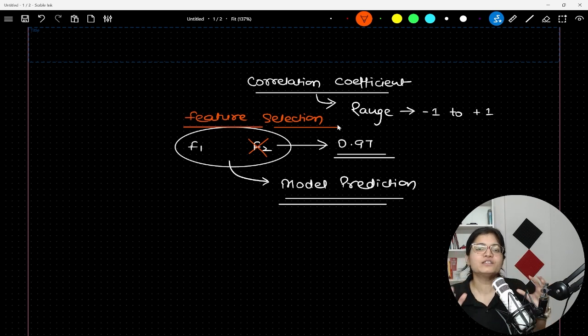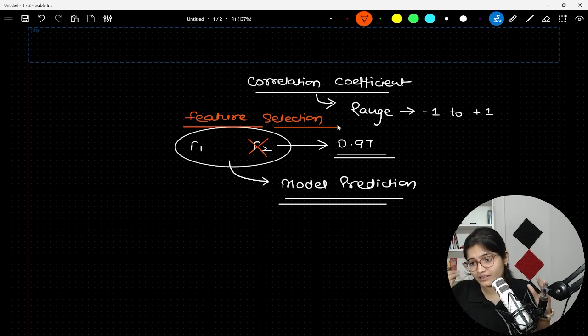So what we want is to give distinguishing information to the model so that it will be able to generate something great for us, so that we will be able to get a better prediction. That's the only reason we are trying to create a correlation coefficient.